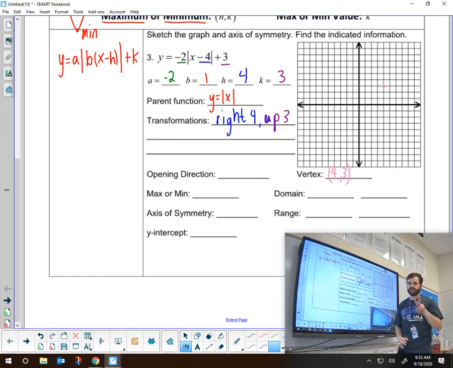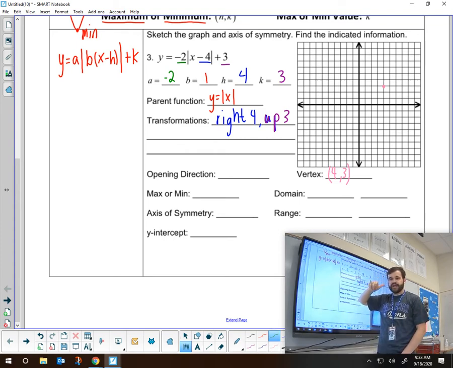Now we're also going to have 2 more transformations. And they're both going to come from this a value. First and foremost, that a value is negative. So we're going to have a negative transformation. So it's going to be a reflection. If we ever have a negative a, remember it's a vertical reflection. So we're going to have a vertical reflection, and we're going to have a vertical stretch by 2.